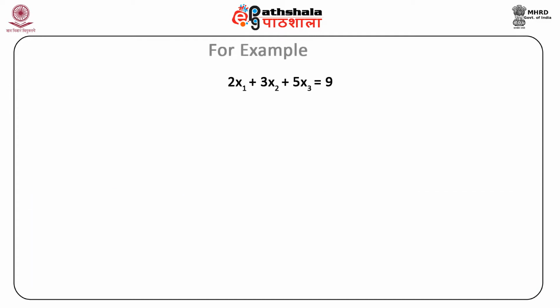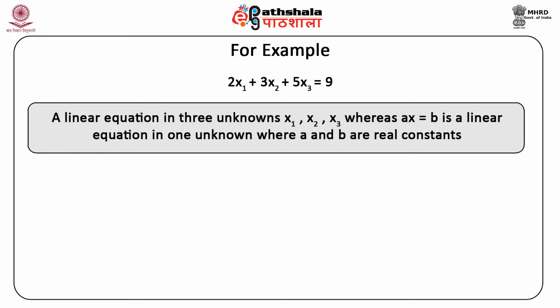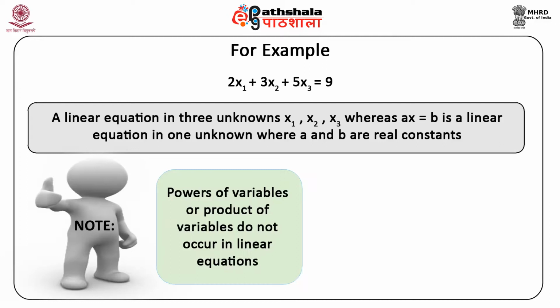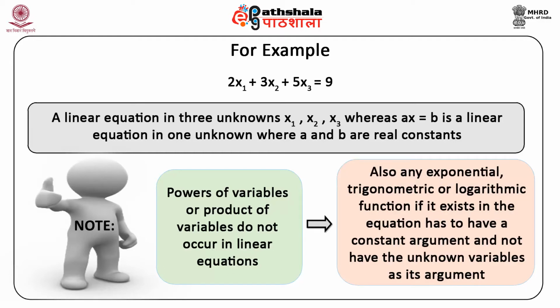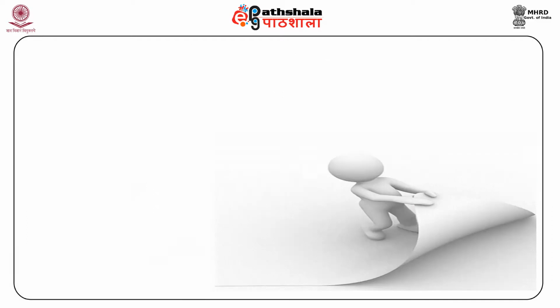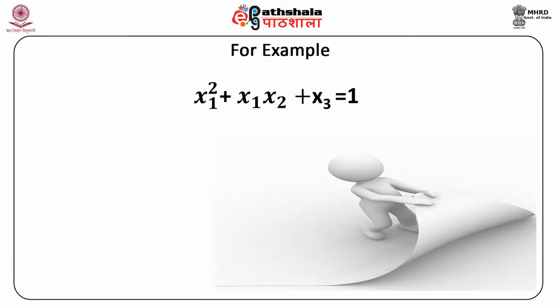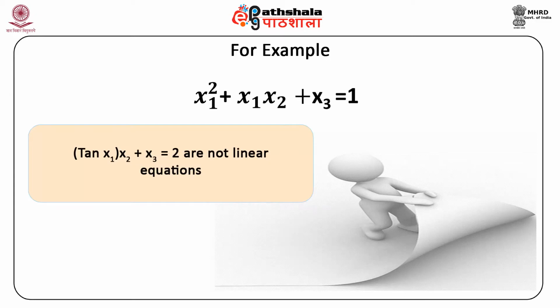For example, 2x1 + 3x2 + 5x3 = 9 is a linear equation in three unknowns x1, x2 and x3, whereas ax = b is a linear equation in one unknown, where a and b are real constants. Note, the powers of variables or products of variables do not occur in a linear equation. Also, any exponential, trigonometric or logarithmic function, if it exists in the equation, has to have a constant argument and not have the unknown variables as its argument. For example, x1 squared + x1x2 + x3 = 1 and tan x1 multiplied by x2 + x3 = 2 are not linear equations.